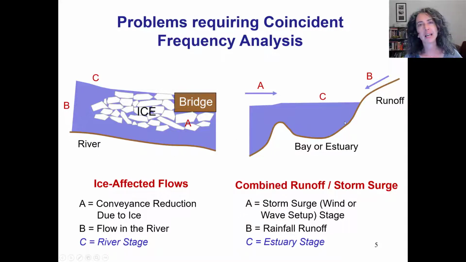And then the last example I'm showing is a combined runoff and storm surge situation. Our desired variable is the estuary stage, and that's influenced by both the storm surge and also runoff happening at the same time.